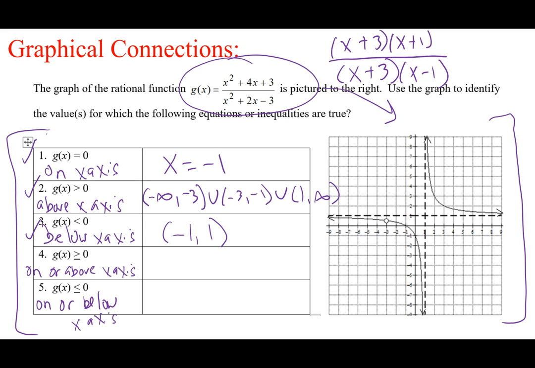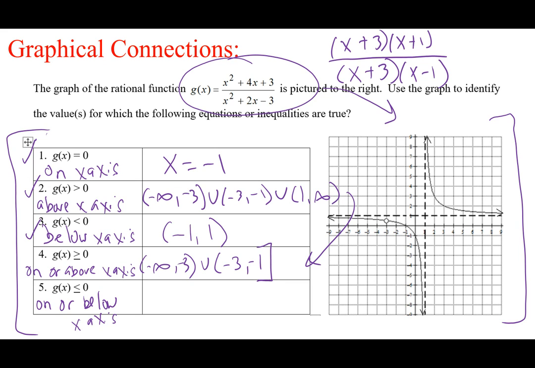So if we go back to on or above the x-axis, we're going to get the same answer as we did in number 2, except for the fact that we're now going to do it with brackets where possible. So it's still going to be from negative infinity to negative 3, and from negative 3 to negative 1, but we are now going to be able to include that 1 because of the fact that it's a 0.